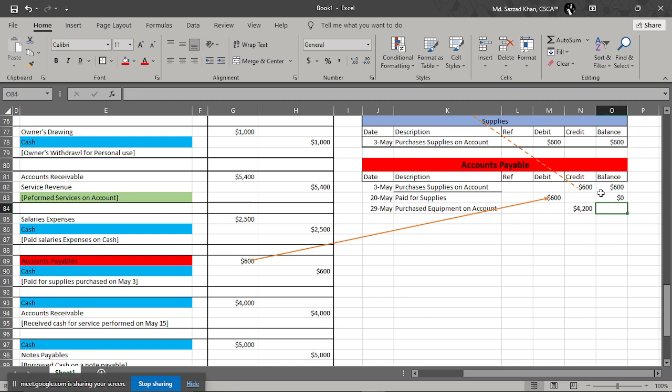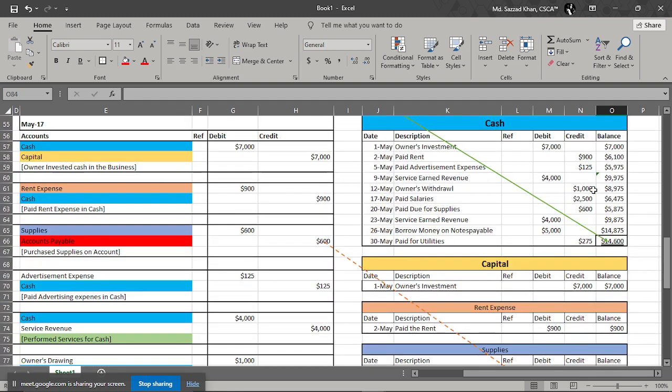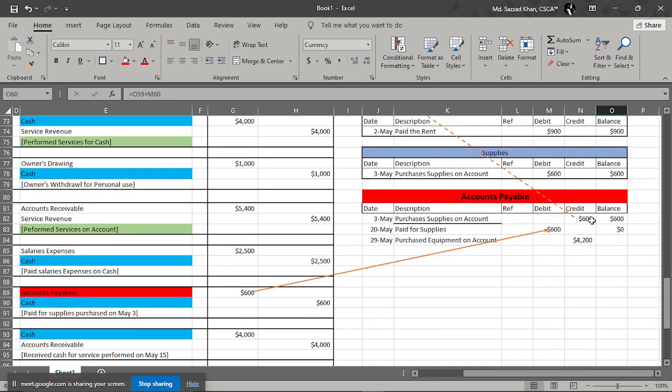You may ask me that in here, what did I do? I use the balance to add debit, right? But in here I use the balance then deduct the debit. Why? Because credit comes first.